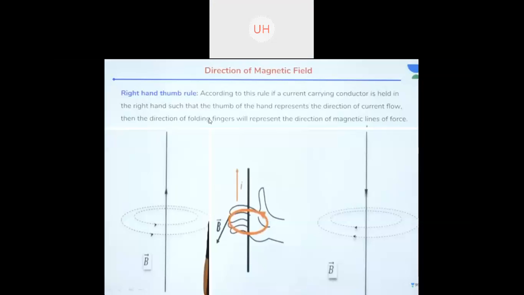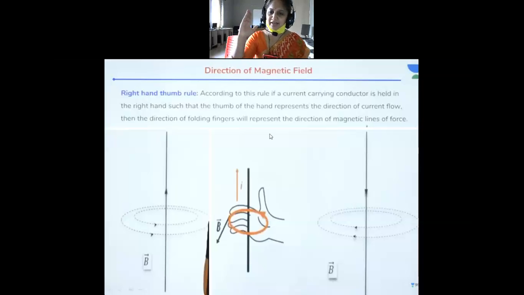So according to this rule, if a current carrying conductor is held in the right hand, this is my right hand, and maybe this is a current carrying conductor wire. I am taking this mobile as a current carrying conductor. For example, I am holding it this way. This is very thick one. You can observe my hand, and this is the current carrying conductor. Just think of the mobile as a current carrying conductor.